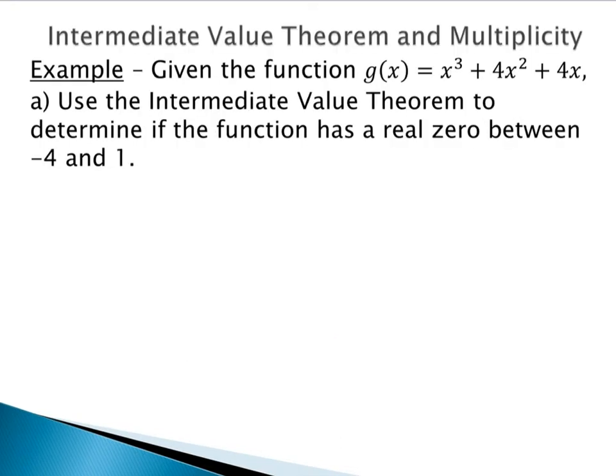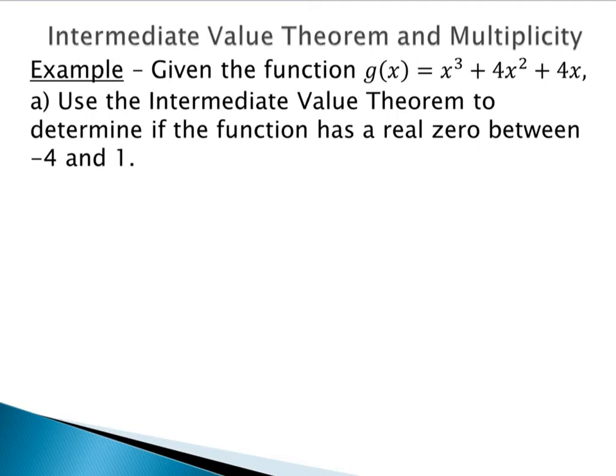So let's do an example to see how the intermediate value theorem can be used. We're given a function g of x equals x to the third plus 4x squared plus 4x, and we want to use the intermediate value theorem to determine if the function has a real 0 between -4 and 1. In order for there to be a real 0, when we find f of -4 and f of 1, we should get opposite signs. If we do, then the intermediate value theorem says there is a real 0 between -4 and 1.